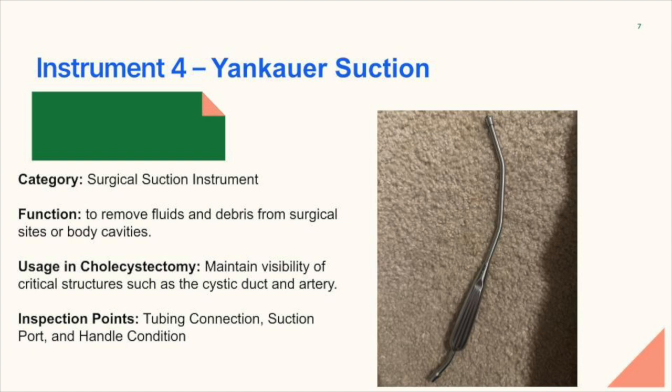Instrument 4: Yankauer suction. Category: surgical suction instrument. Its function is to remove fluid and debris from surgical sites or body cavities. Usage in cholecystectomy: maintains visibility of critical structures such as the cystic duct and artery. Inspection points: tubing connections, suction ports, and handle condition.